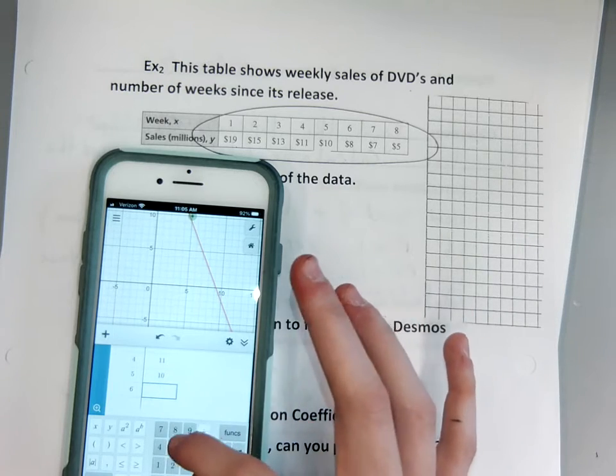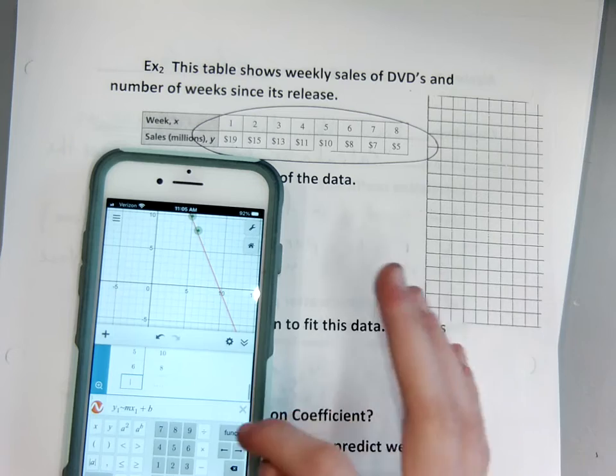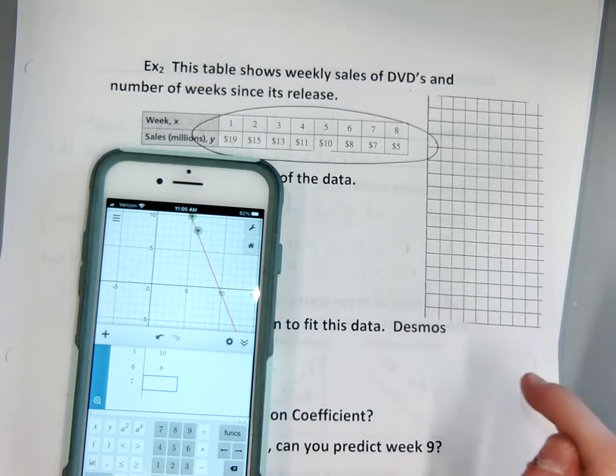Now this one seems to be a negative correlation. Do you agree with that? Okay. Seems to be going downhill.